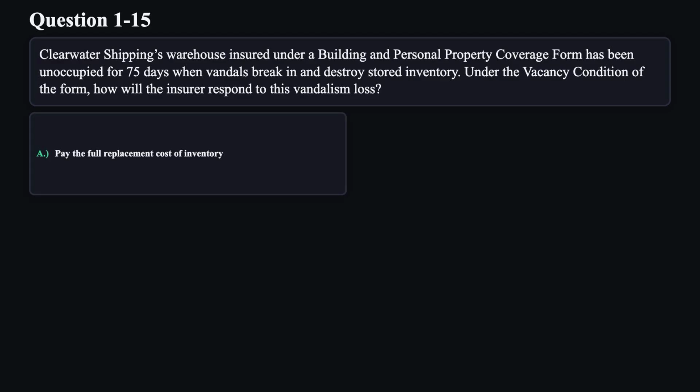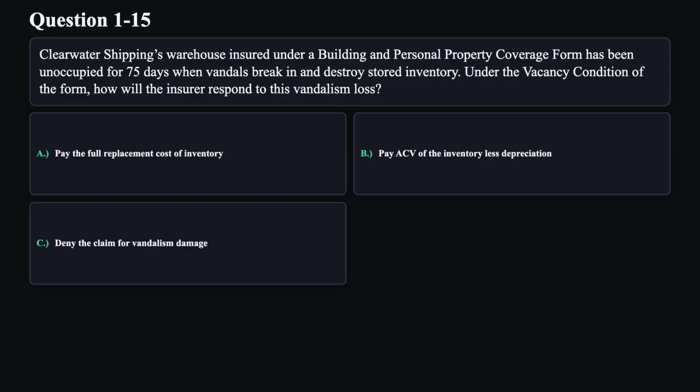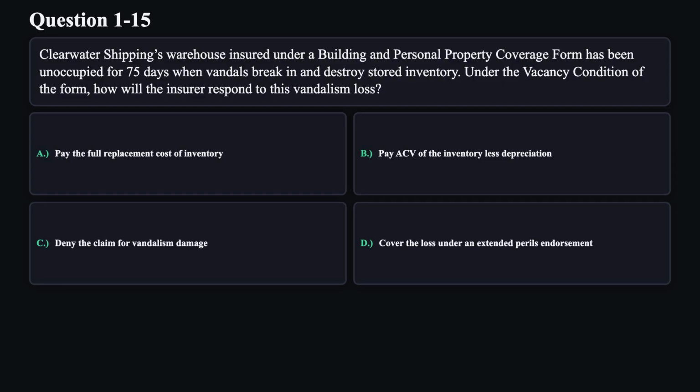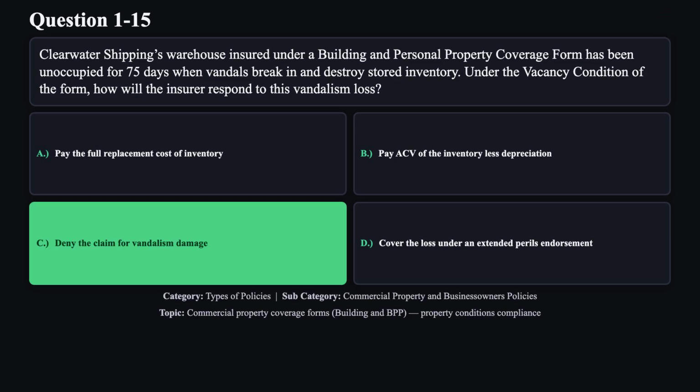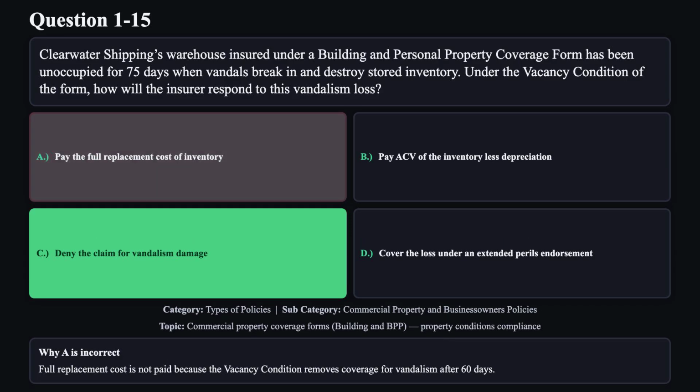A. Pay the full replacement cost of inventory. B. Pay ACV of the inventory less depreciation. C. Deny the claim for vandalism damage. D. Cover the loss under an extended perils endorsement. The correct answer is C. The vacancy condition excludes coverage for vandalism if the building has been vacant more than 60 days, so this vandalism loss is specifically excluded.